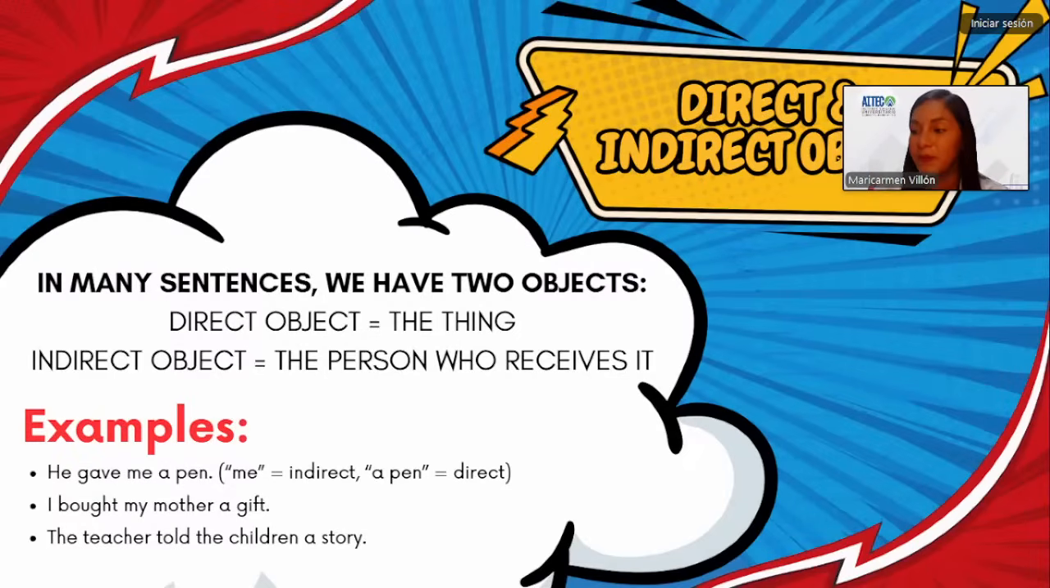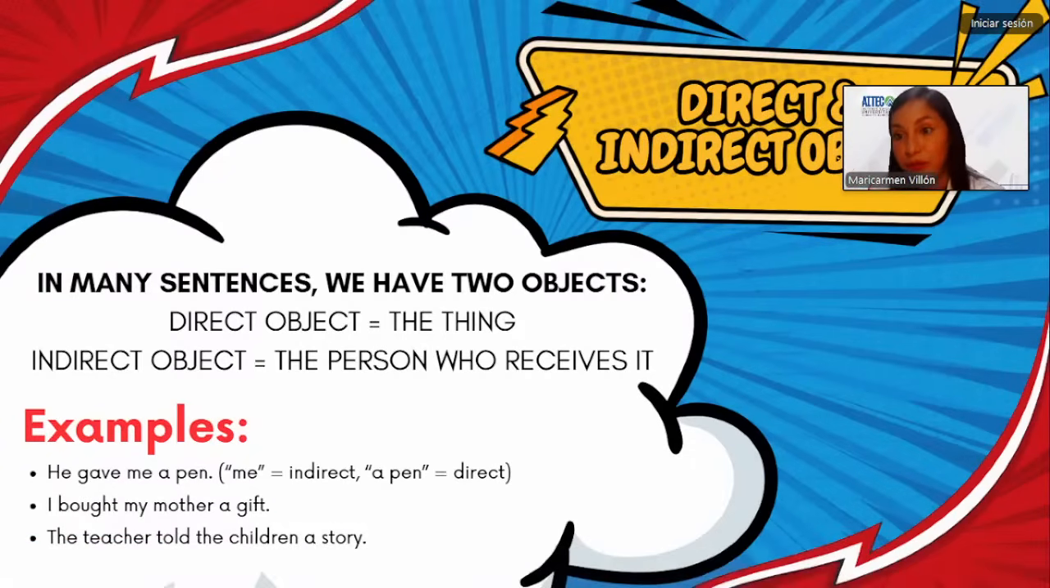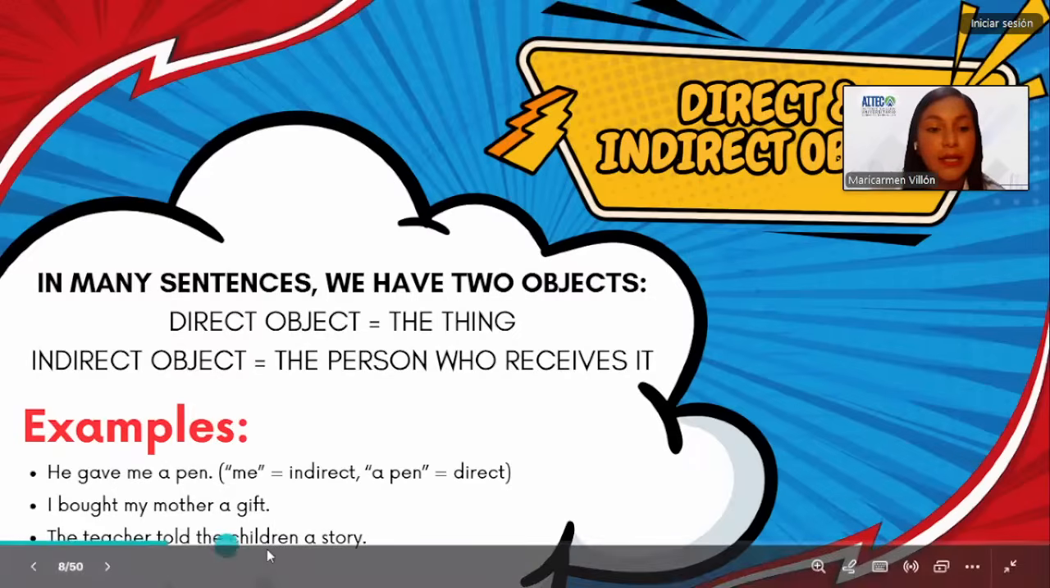Okay, entonces vamos entendiendo, ¿no? Y el tercer ejemplo que tenemos ahí es the teacher told the children a story. The teacher told the children a story. Entonces el profesor le contó un cuento a los niños. ¿Qué fue eso que contó? Un cuento, story. Y tenemos a quién. ¿Quiénes reciben esto? Los niños, ¿no?